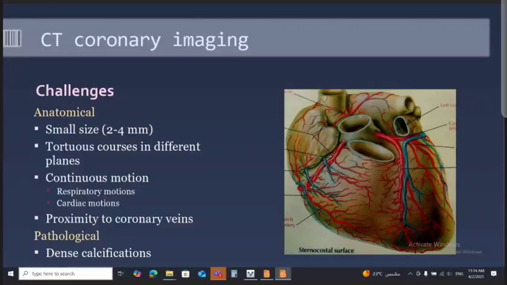The pathological factor that challenges us in evaluation of the CT angiography of the coronary arteries is dense calcification also. The dense calcifications make the interpretation more difficult because of the blooming artifacts.